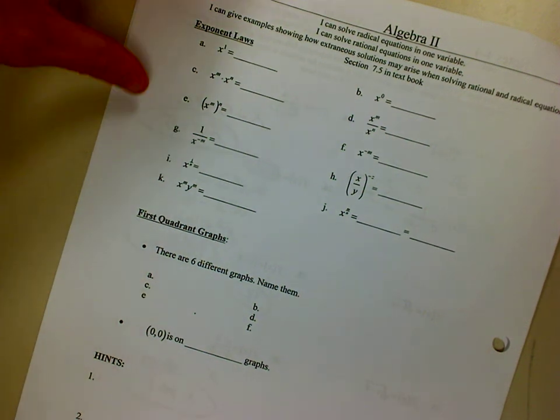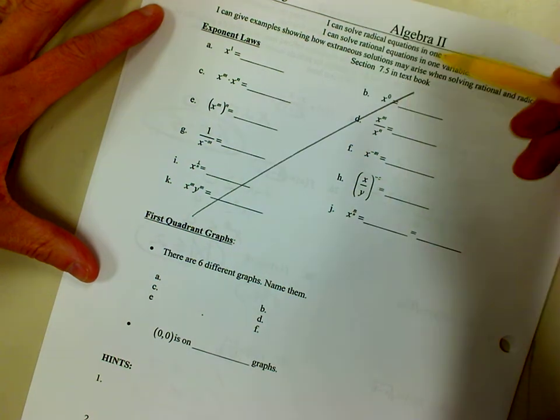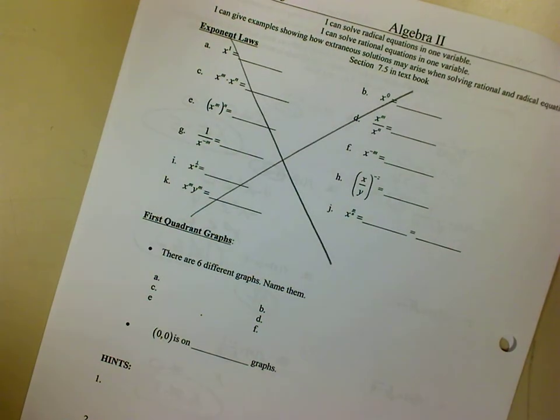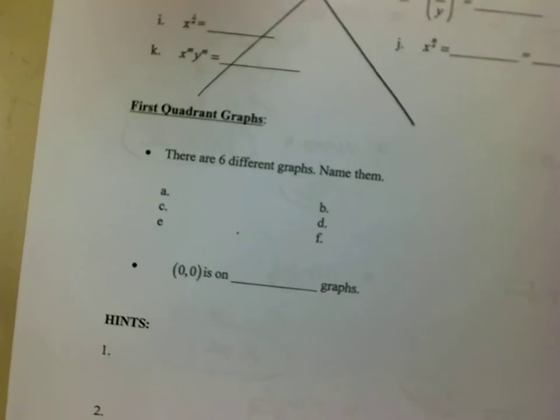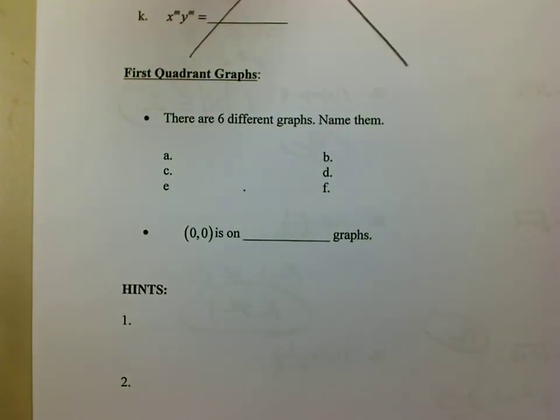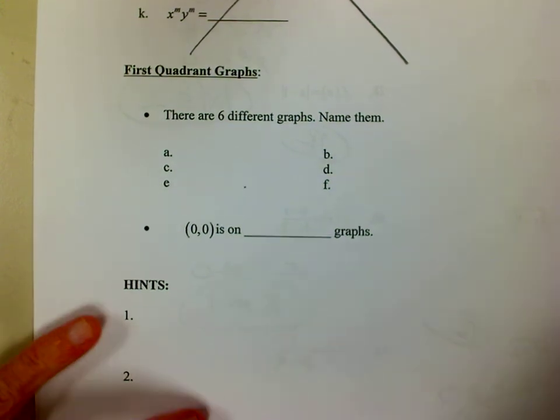All right, lesson 4.5. I'm going to skip the exponent rules because we don't really need those for this lesson. Okay, so we are going to graph with fractional exponents. And there are going to be six different kinds of graphs.